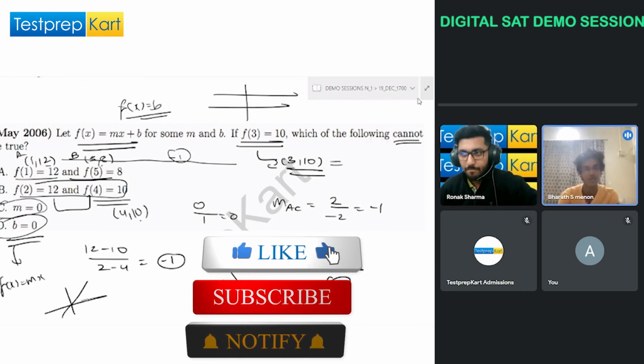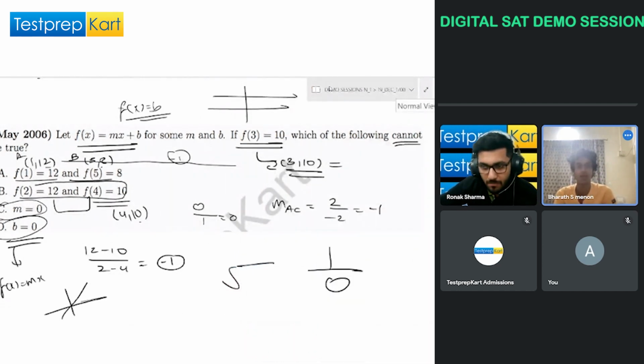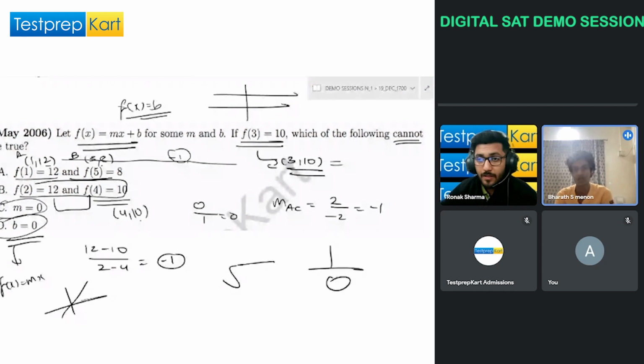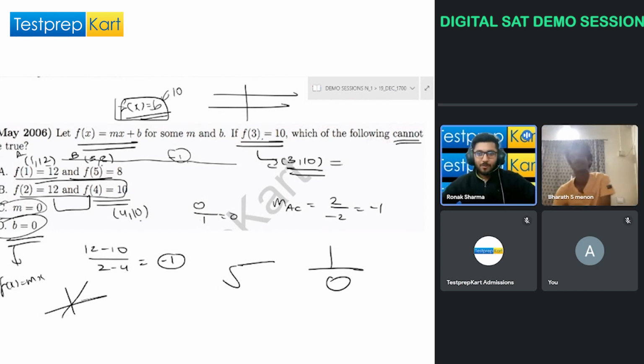For C, if m is equal to 0, that means f of x equals b. But in the question they've given f of 3 equals 10, and 3 and 10 are not equivalent, right? It is not about equal. If they've given f of 3 is 10, that means the b value will automatically become 10 because they've given it. Because f of 3 is 10. Sorry, that was my mistake. I thought b was the x only. No problem. That's why.